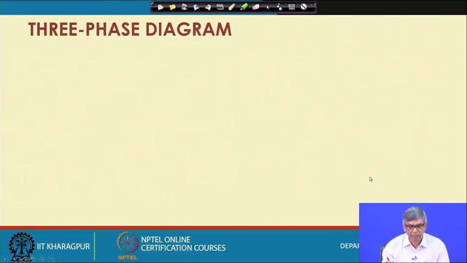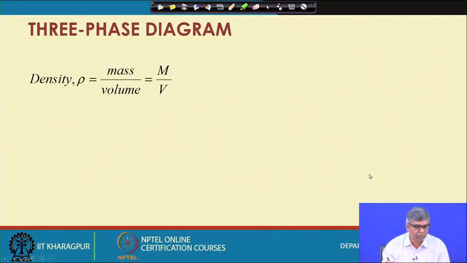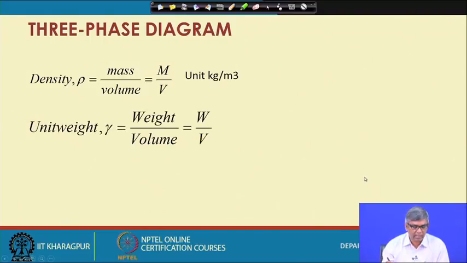And now the definition of density. Density is mass by volume, and the unit will be kg per meter cube, and unit weight gamma is weight by volume, that is W by V, and unit weight will be kilonewton per meter cube. These are things one has to keep very carefully in mind: mass and unit weight are just related by a multiplication by g only.